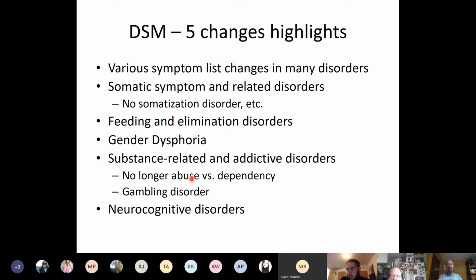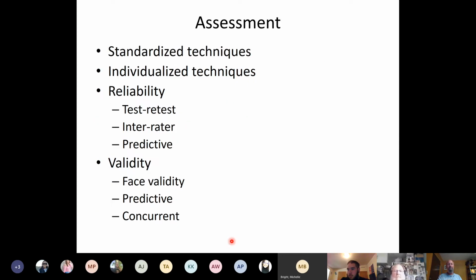You used to have substance abuse and substance dependency, so alcohol abuse and alcohol dependency. Abuse is you kept using it even though you're getting in trouble for it. Dependency is you have withdrawal, withdrawal syndromes and tolerance. Now they just call it substance use disorders because most everybody had both things. Why have two things when you really just need one? And neurocognitive is dementias.